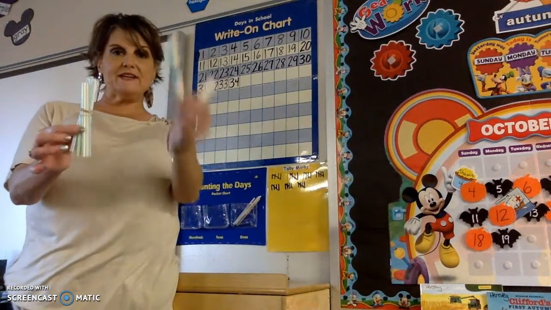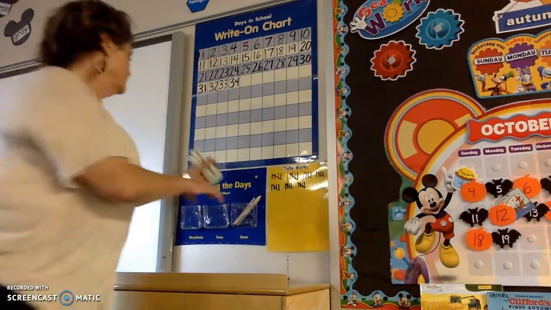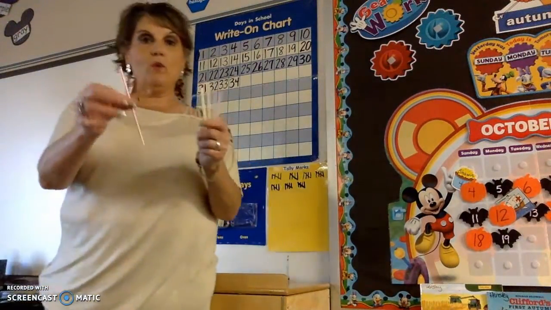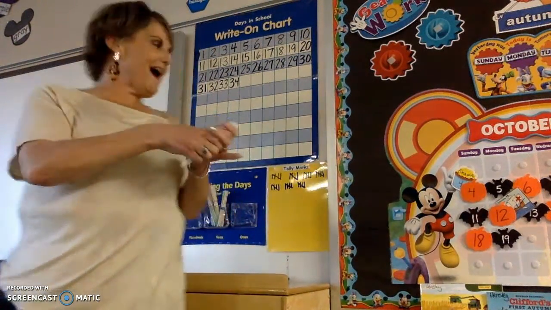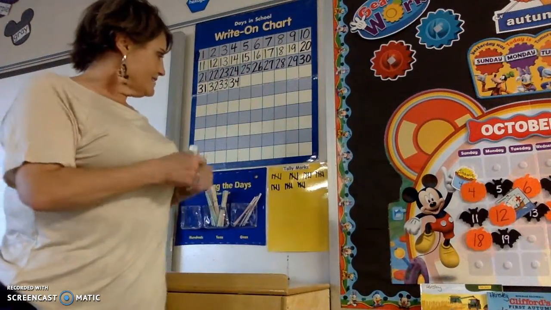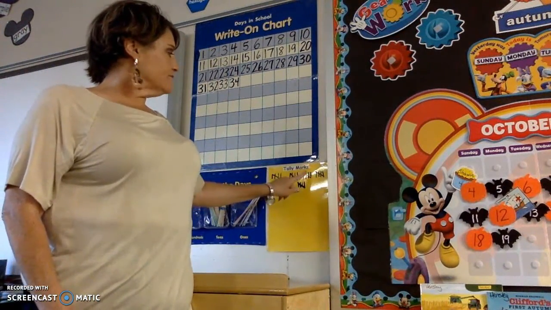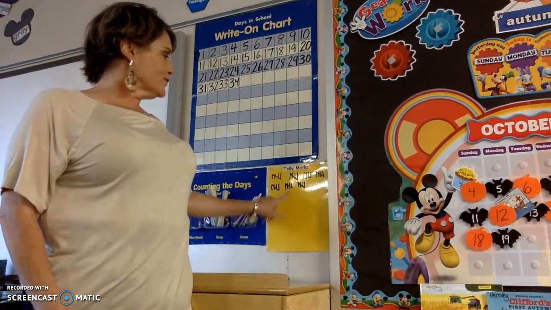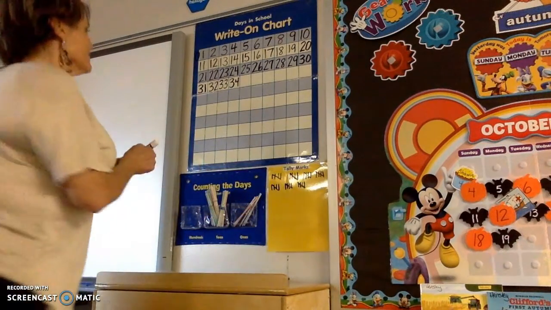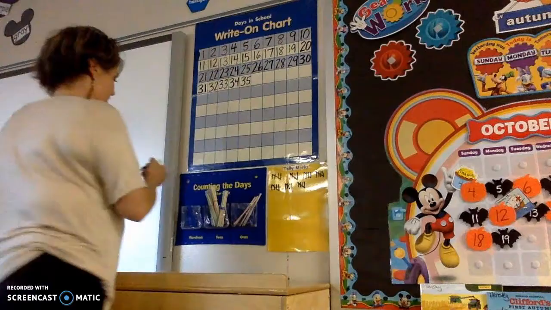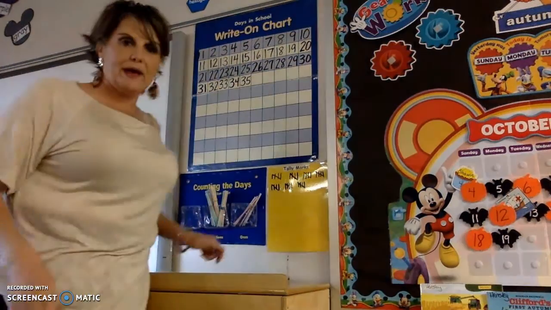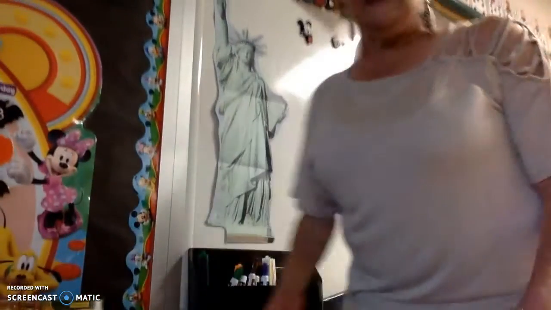We have 10, 20, 30, 31, 32, 33, 34, 35. Let's see if we have 35 tallies. 5, 10, 15, 20, 25, 30, 35. So we're writing a 35, which is a 3 and a 5, friends. Okay? A 3 and a 5. We're going over here because we're going to write the date.